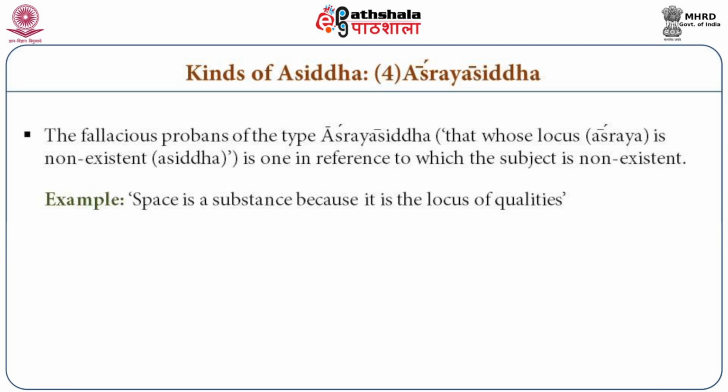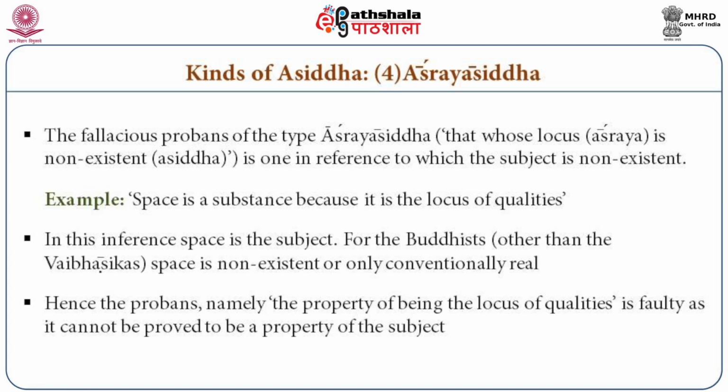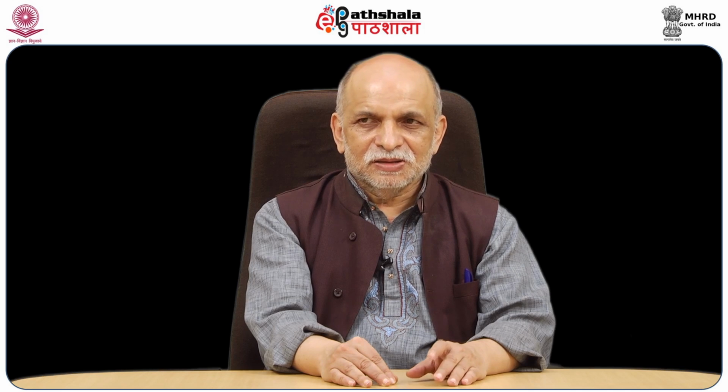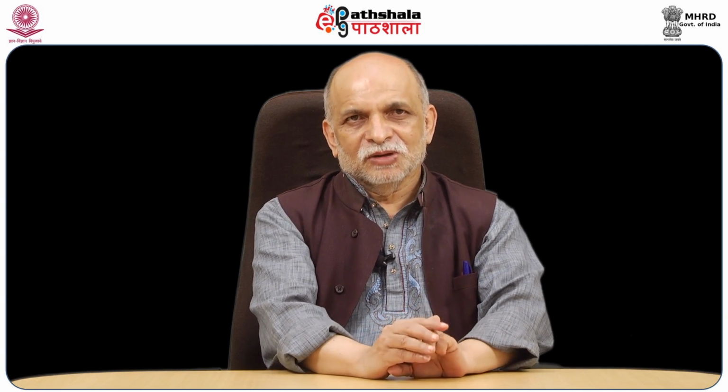Suppose a Vaisheshika makes this kind of inference, then a Buddhist would say that in this inference, space is the subject which according to you is existent. But according to us, space is non-existent. Buddhists other than the Vaibhashikas would say that space is non-existent according to us. It is only conventionally real and not ultimately real. So here the ashraya, that is the substratum, is asiddha, and therefore the question of the hetu being there in the locus does not exist. So these are the basic four fallacies, varieties of asiddha.